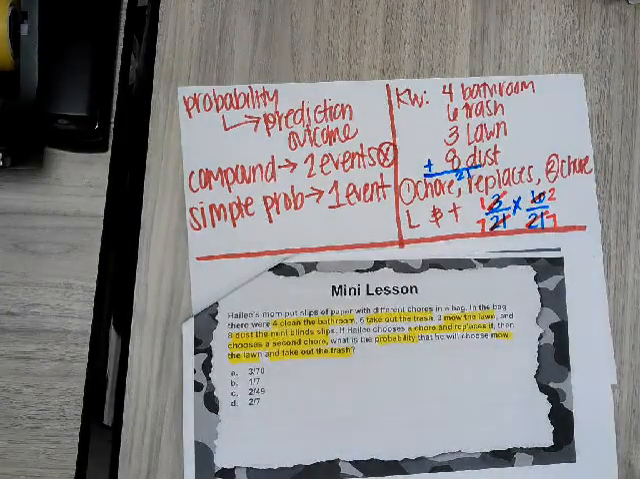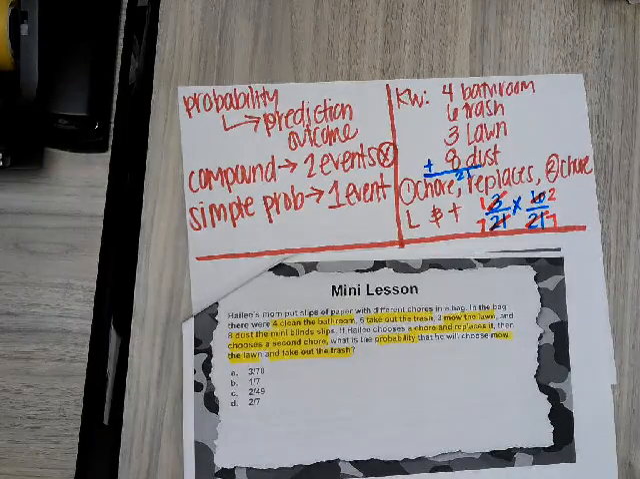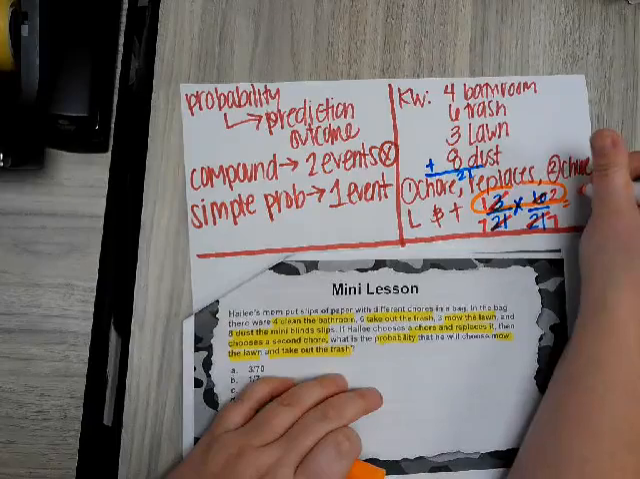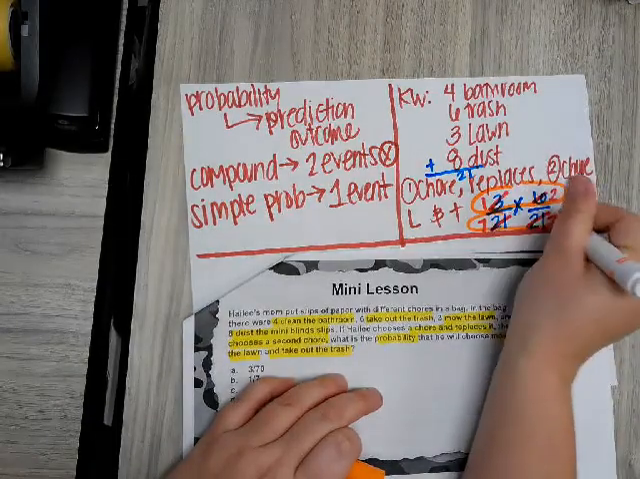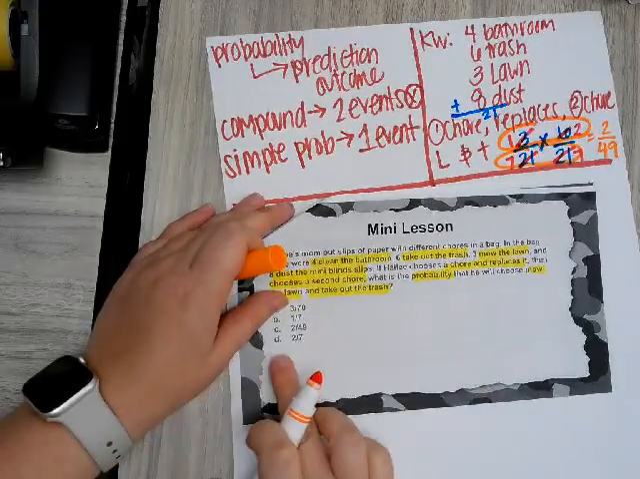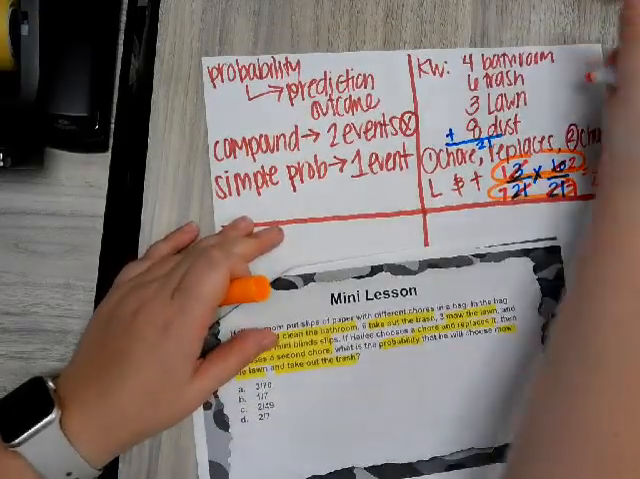So now I'm going to multiply across. 2 times 1 is 2. 7 times 7 is 49. So if I look at my answer choices, my answer is C.